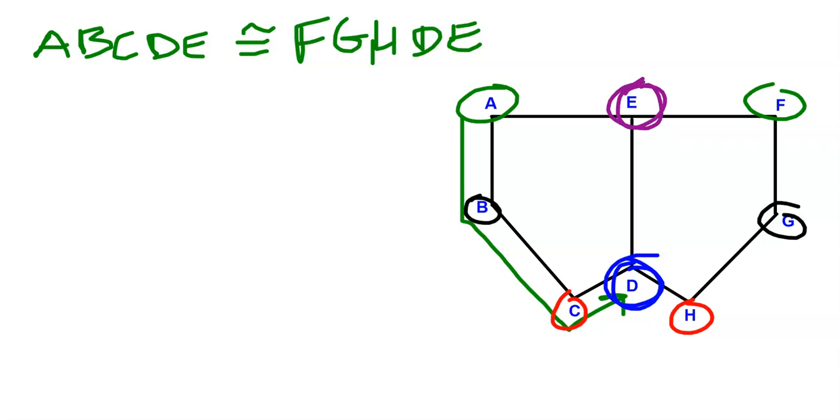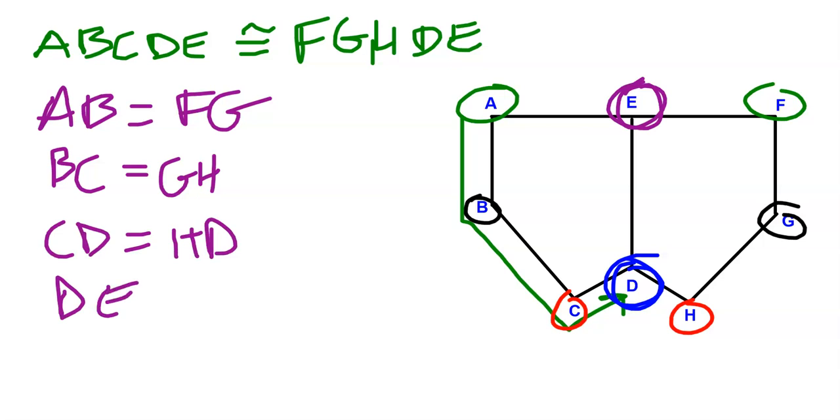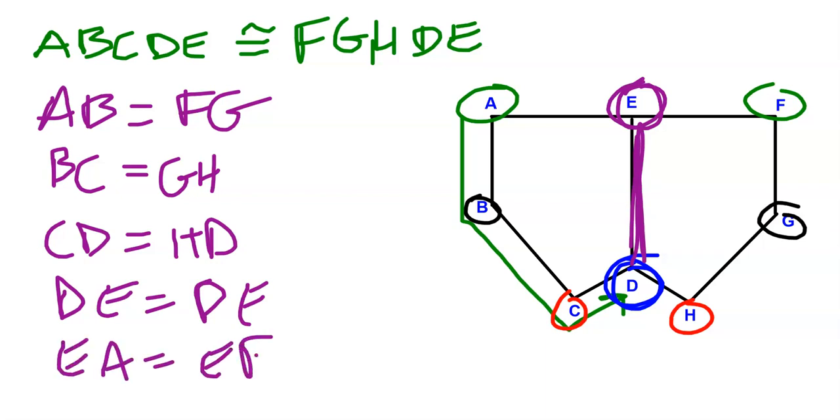We can do that. So then, as far as the segments are concerned, the length of AB is the same as the length of FG. BC has the same length as GH. CD has the same length as HD. DE has the same length as, well, its corresponding piece is just DE. And EA corresponds to EF.